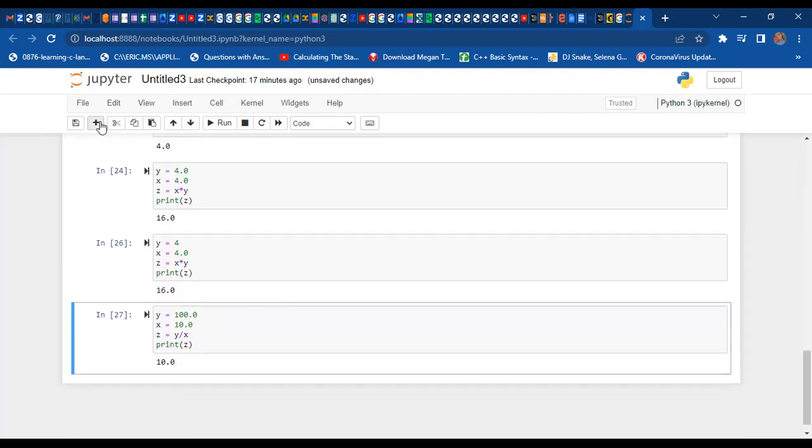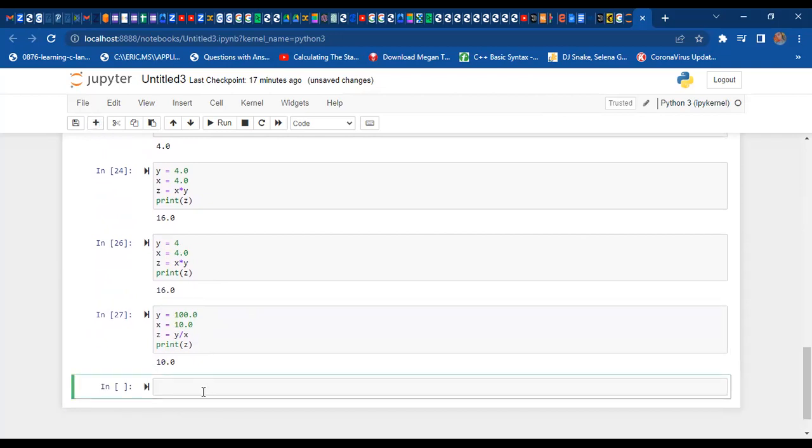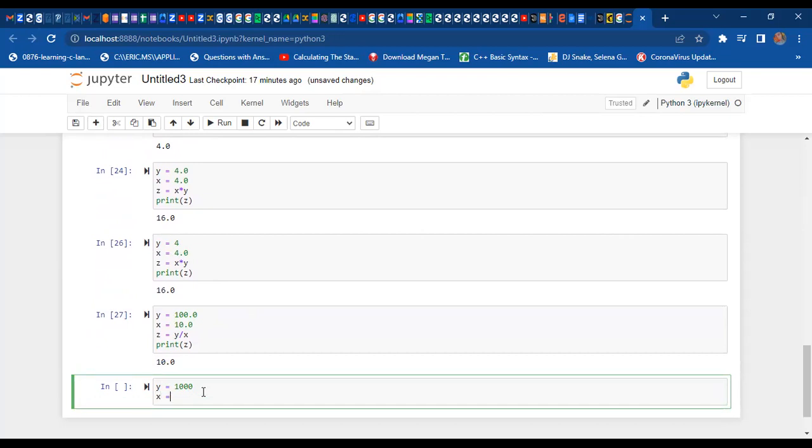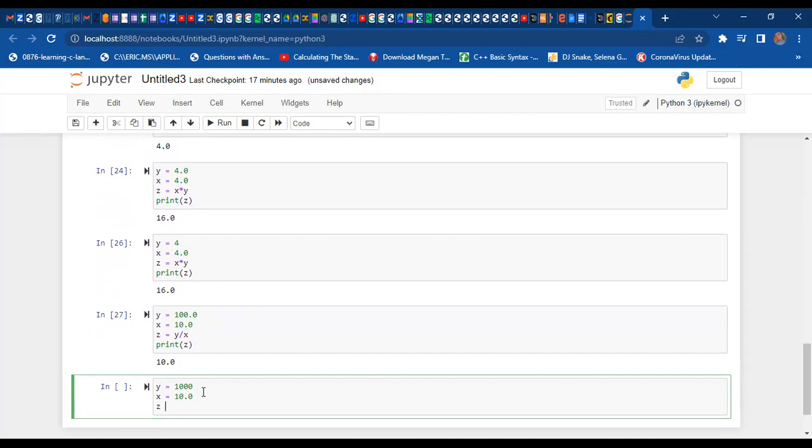Let's try an integer and a float and see what we will get. y is equal to 1000. x is equal to 10.0. z is equal to y divided by x.